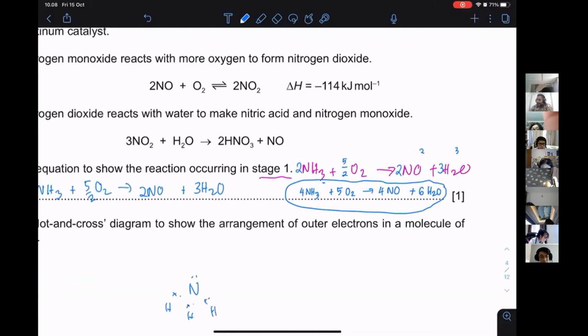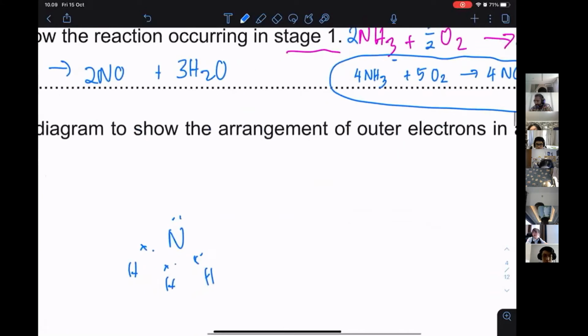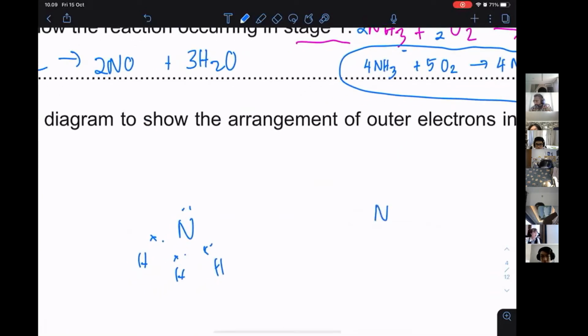Now, draw a dot and cross diagram to show the arrangement of outer electrons in a molecule of ammonia. Ammonia is going to be group 15, so nitrogen has 5 valence electrons. If you want to draw the dot and cross diagram, you just put the nitrogen, like what I've done over here, with 5 electrons. I know that there will be 3 bonding pairs, so I just put the hydrogen, hydrogen, and hydrogen, and I put X, X, X.